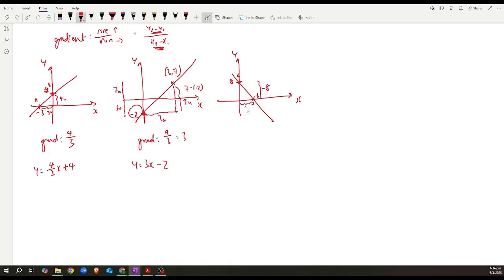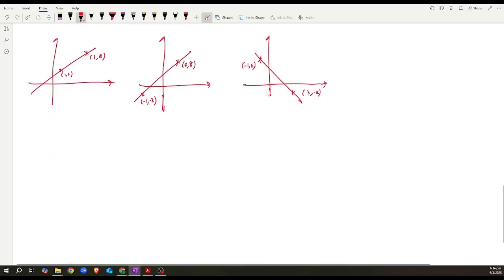Okay, and then the run is 2 units. So the gradient is negative 8 over 2, which is negative 4. So the equation of the line will be y equals negative 4x. And what's the y-intercept? The y-intercept is 8. Alright? For the last type of graphs, we are not given the y-intercept. So this will be slightly more challenging, right?